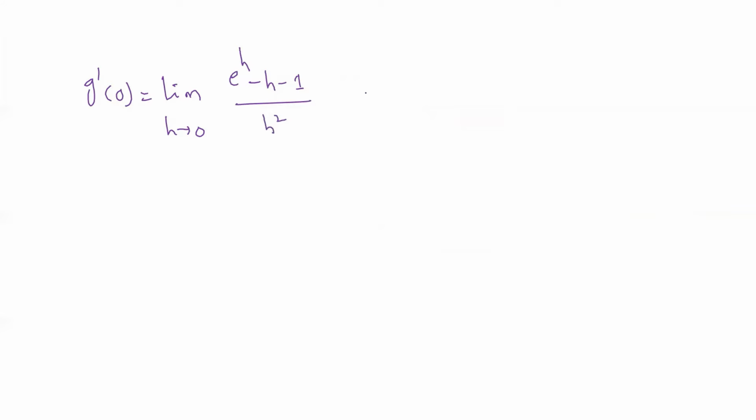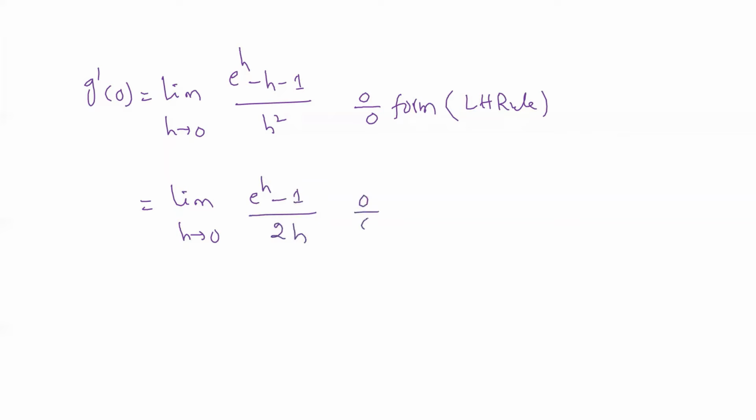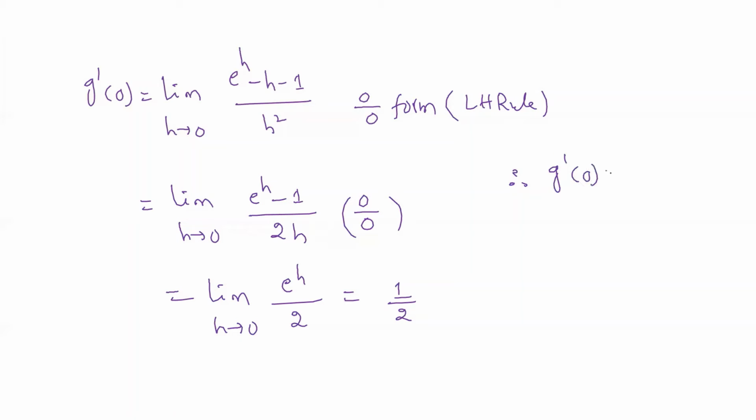So here you can directly see this is of the form 0 upon 0. So we can apply the L'Hopital rule. So what are we going to get? This can be simply written as limit h tends to 0 of e raised to h minus 1 upon 2h. So again, this is of the form 0 by 0, so we can apply the L'Hopital rule one more time. This is going to give you limit h tends to 0 of e raised to h upon 2, the differentiation of the numerator being e raised to h and of the denominator being 2. And this is going to give you the answer as 1 by 2. So that means we got g dash of 0 equal to 1 by 2.